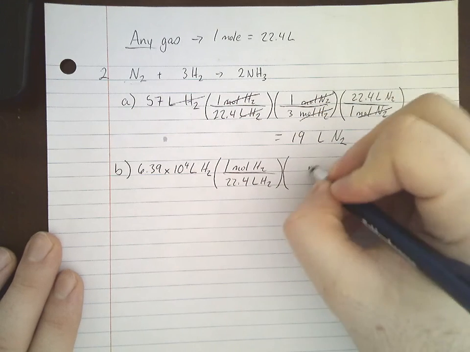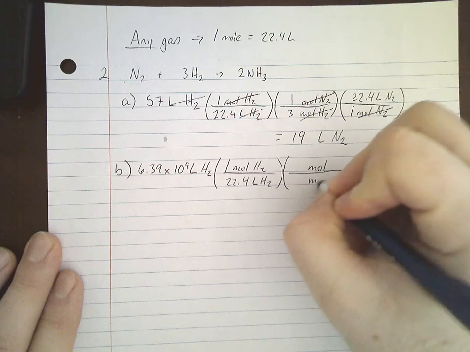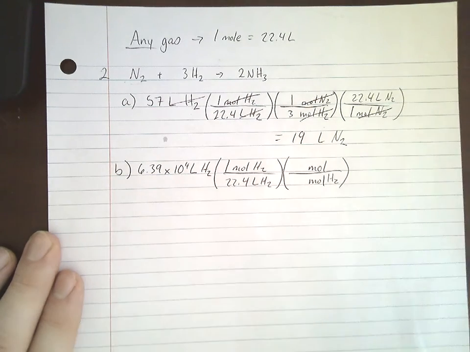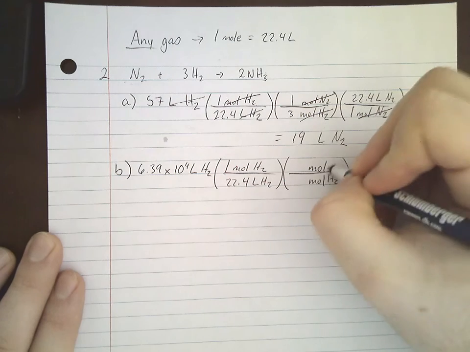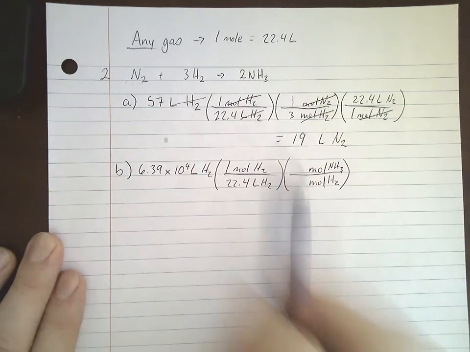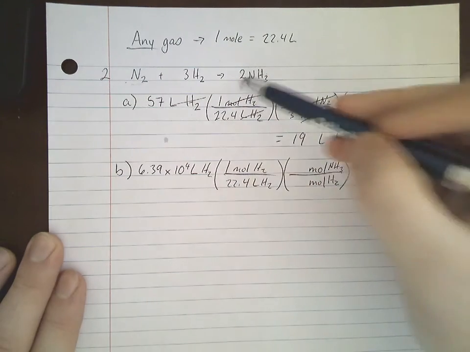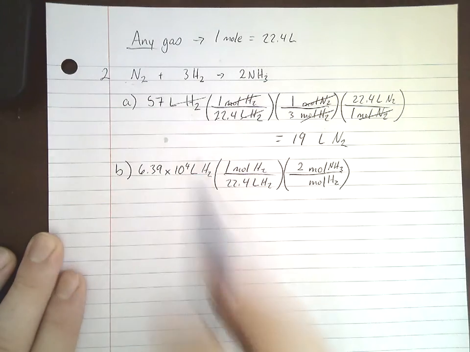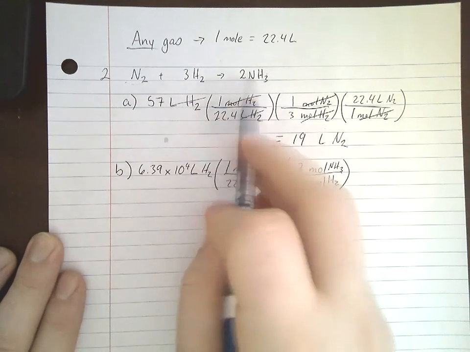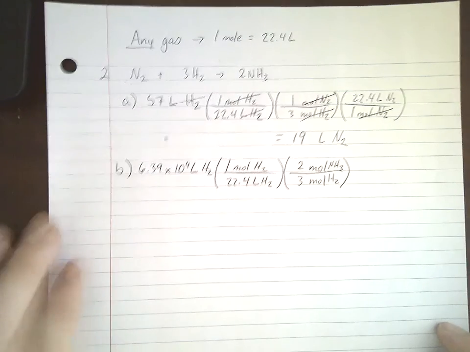The next thing that we're going to do is use our mole ratio to cancel out moles of hydrogen. So we put moles of hydrogen on the bottom. And the thing that we're converting into is moles of ammonia. So we put that on top. And again, we're going to pull these numbers from the balanced equation. 2 with ammonia and 3 with hydrogen. Those numbers are the coefficients in the balanced equation.